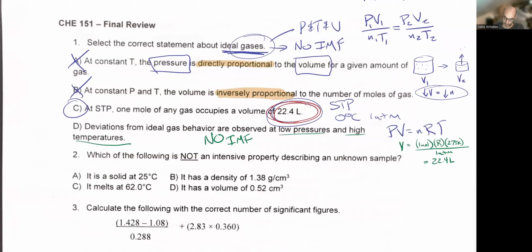Well, high temperatures are actually not conducive to intermolecular forces. They're moving too quickly to actually interact. Low pressure means that essentially there aren't a whole lot of interactions happening. So it's actually the reverse of this. At a high pressure and a low temperature, that's generally when we see deviations from the ideal gas behavior. So this is in the opposite direction. We'll eliminate that.